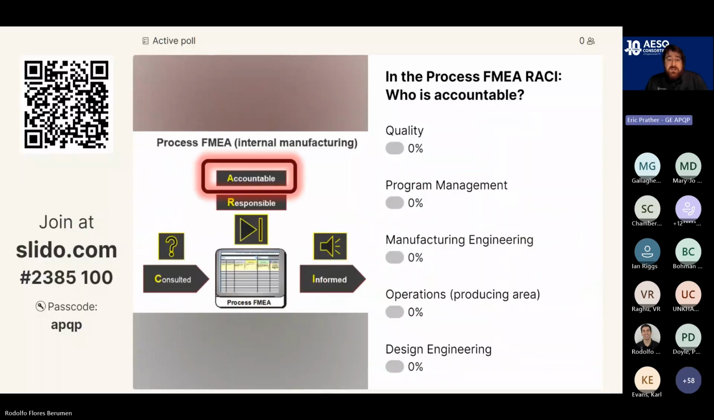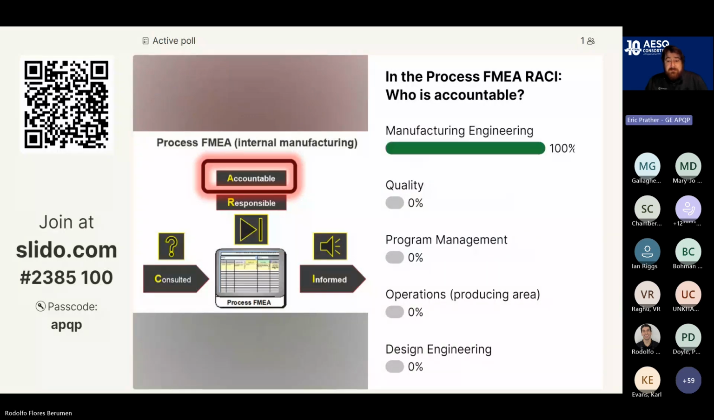Okay, so if everyone wants to get into Slido, the question is here on the right. So who in the process FMEA RACI is accountable? So we have a few different functions. Like I said, there's no right or wrong answer. It can vary organization to organization, but let's see what everyone has.